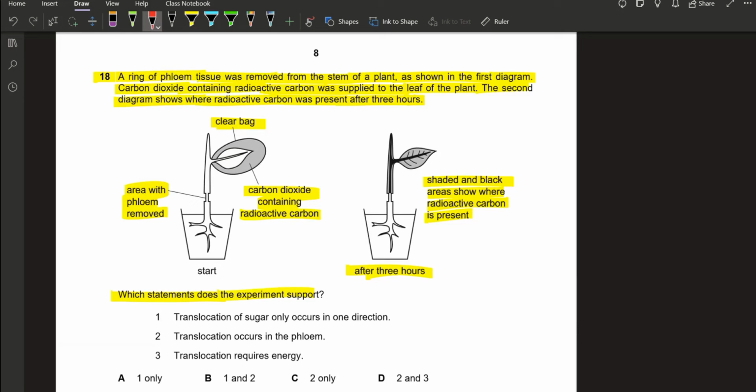Statement 1 says translocation of sugar only occurs in one direction, which is wrong as the dark area is also shown at the tip of the root, and the tip of the plant. Statement 2 says translocation occurs in the phloem, which is correct. Statement 3 says translocation requires energy, which is wrong. So the correct option would be option C, 2 only.